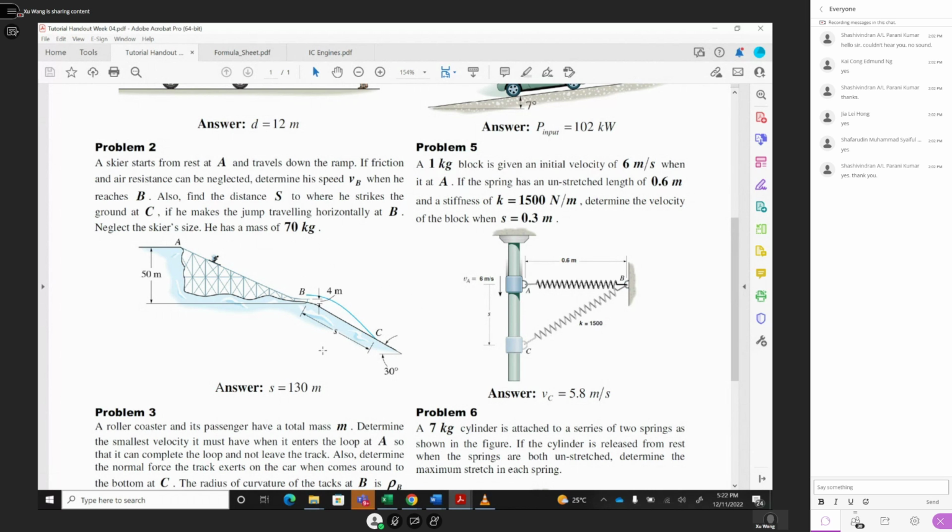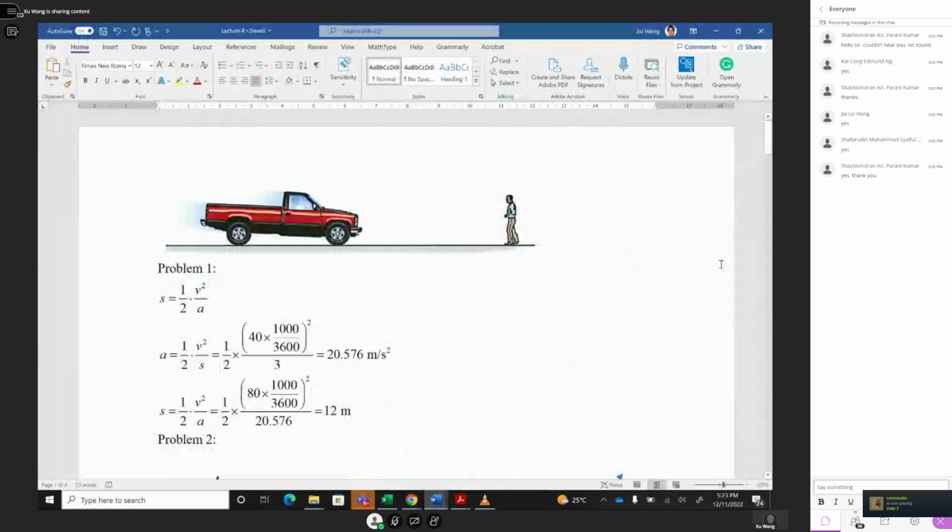This is the distance you're going to drop, and this drop distance should be equal to half of g t squared. That is the vertical, and this t should be the same as the t of the horizontal travel, which is v times t, equal to s cosine theta. That's how we can solve this problem. So we go back to the solution.